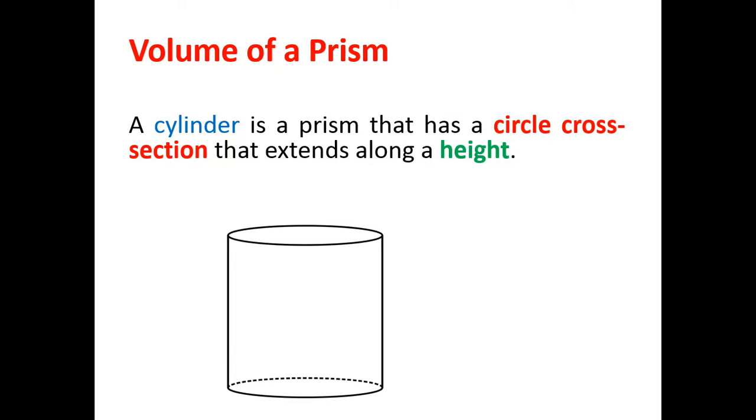We'll add in some hidden lines, and you can see that the cross-section is a circle. Although it looks like an ellipse or an oval, that's because we've drawn it that way. The cross-section, the circle, extends all the way down the height and remains a circle all the way throughout the cylinder. We have a radius and we have a height.